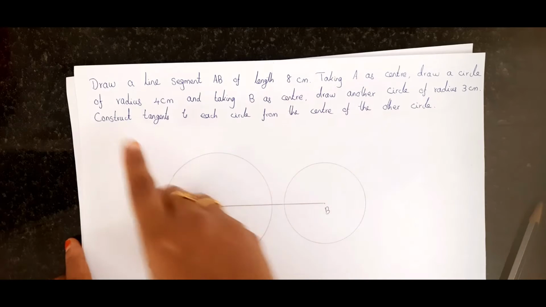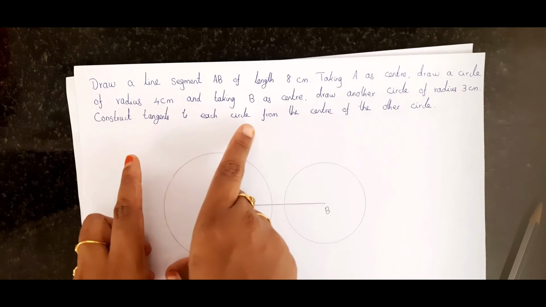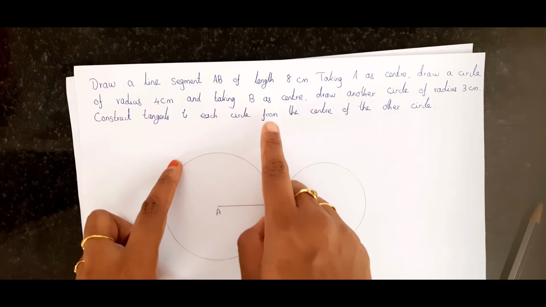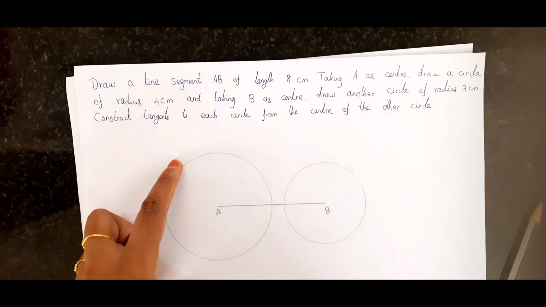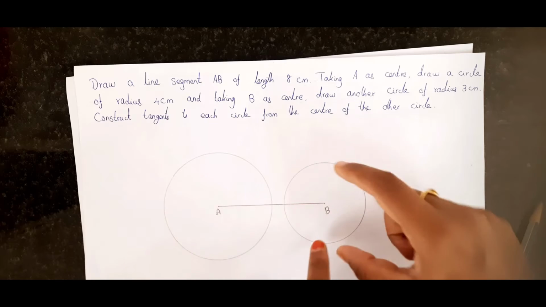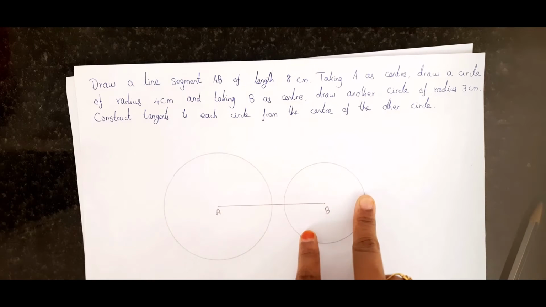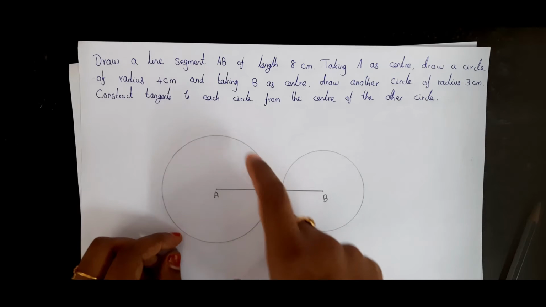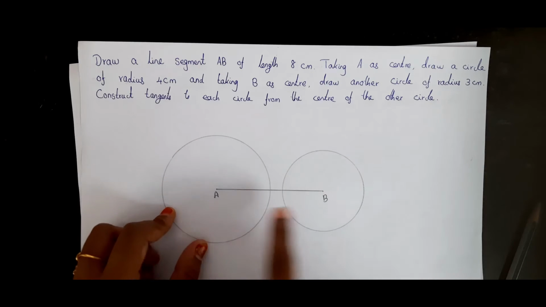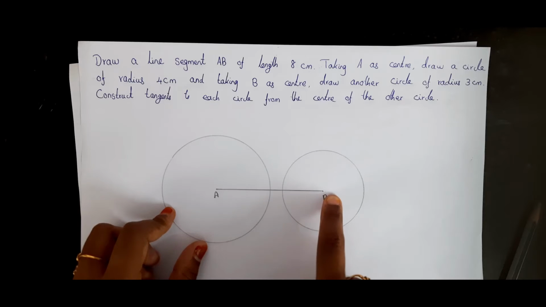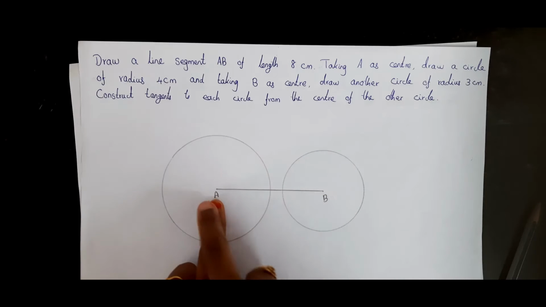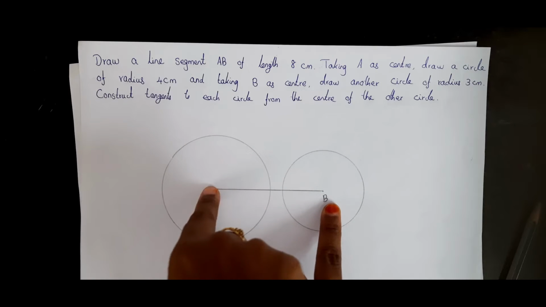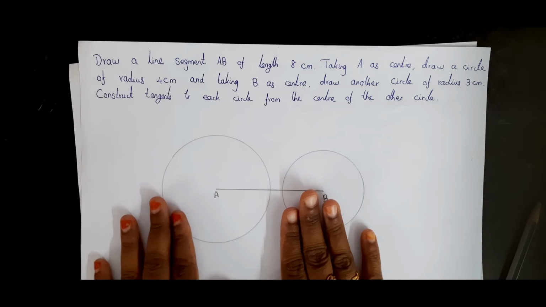Again you read the question: construct the tangent to each circle. For each circle we have to draw a tangent from the center of the other circle. That means what? If you draw a tangent from this circle, A is the external point. You need to draw the tangent for this circle. You consider B is the external point. So A is the external point for this circle and B is the external point for the other circle. So like this we have to draw the tangent, right?